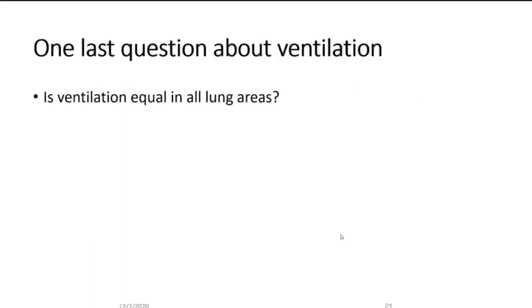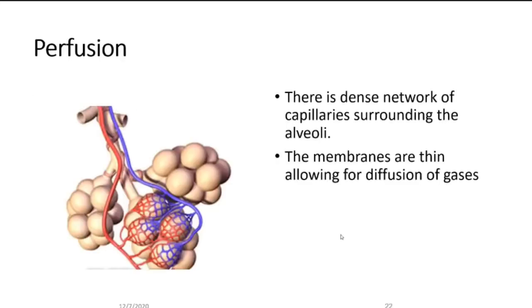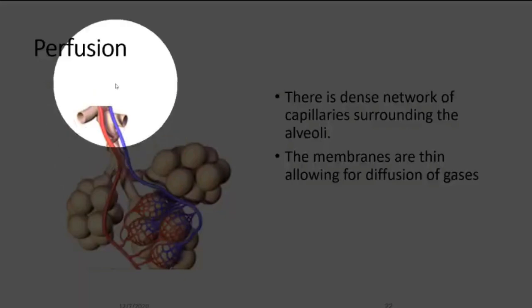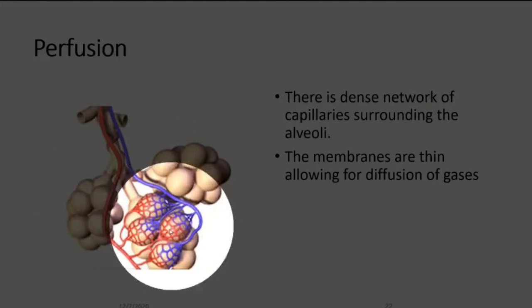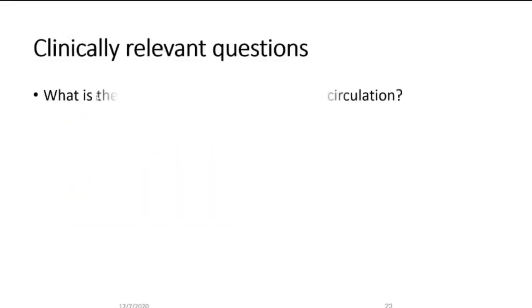Is the ventilation equal in all lung areas? No, doctor, at the top it is more. We are talking about ventilation in the upper parts being more than the lower parts, because air goes up, so it is more likely to be more in the upper part of the lung. The perfusion is the process by which blood comes to the alveoli, gets oxygenation, and then returns to the heart.